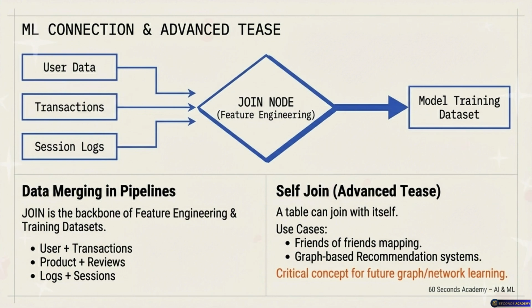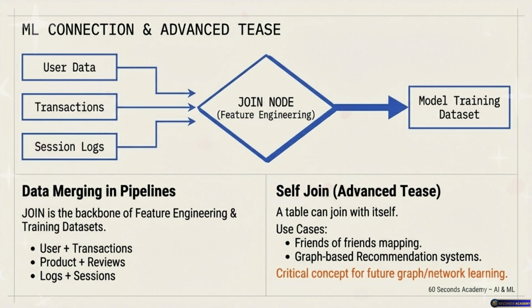Think about the data structure behind a recommendation system or a social network's friend suggestion algorithm. You don't have separate tables for users and friends of users. That would be wildly inefficient. You just have one massive users table and a mapping of connections between those same users. So to figure out who your friends are, the engine has to take the users table and join it to an identical instance of the users table in memory. Right, you are establishing a relationship within the exact same entity class. That is fascinating.